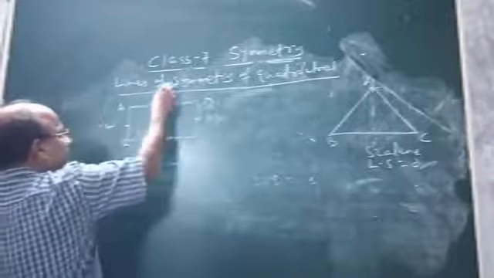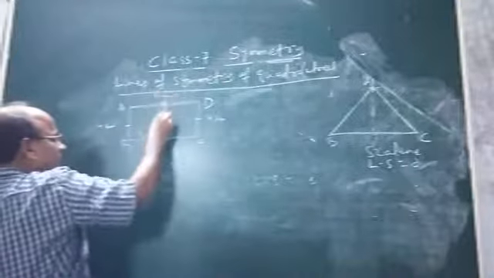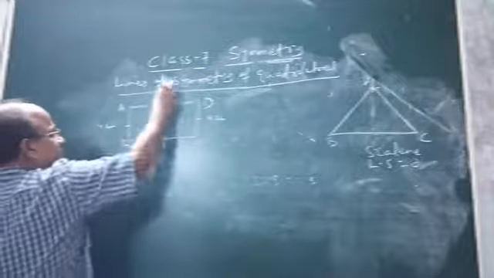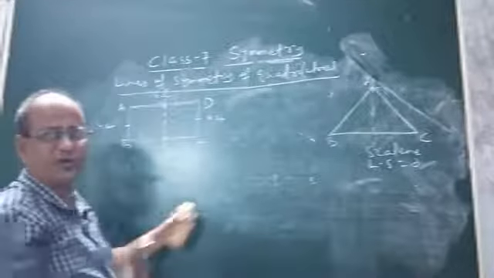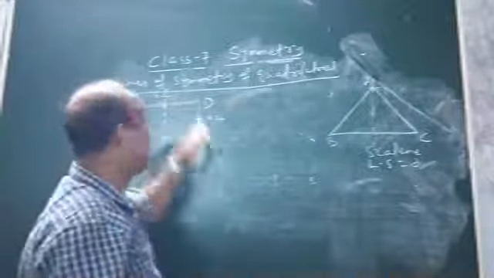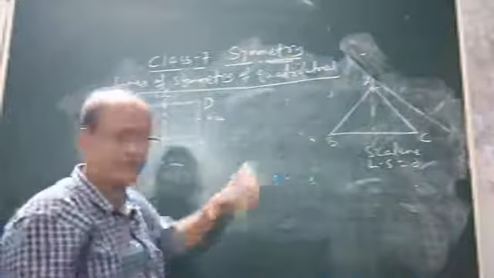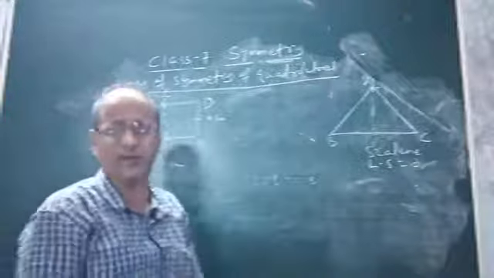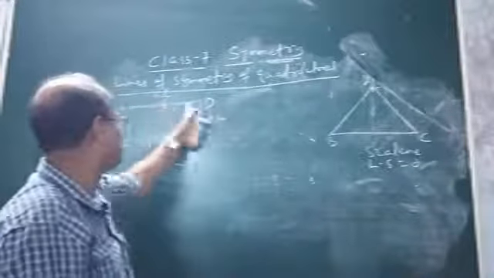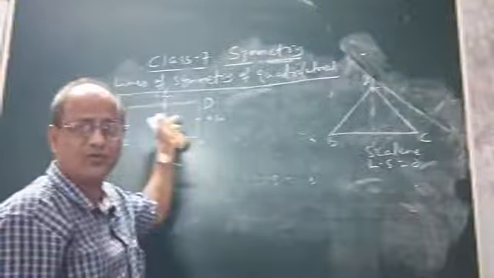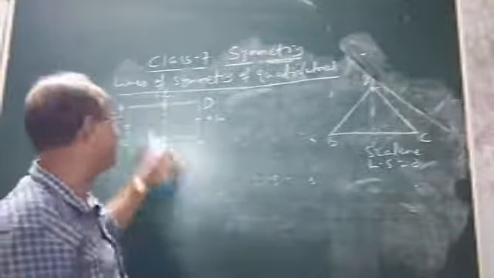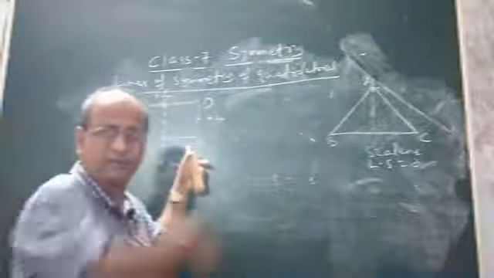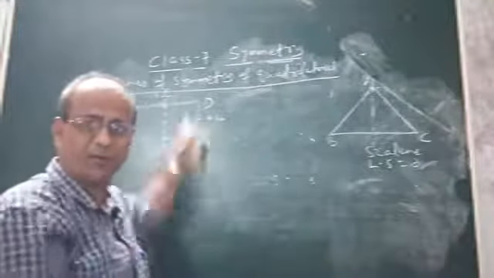Now you take the midpoint. Look at this dotted line. Take the midpoint of AD and BC. You can easily find the midpoint of AD and BC by bisecting. In the previous lesson I discussed how to bisect a line segment, so you can easily draw the bisector of AD and BC. So in order to get the line of symmetry of a rectangle, you bisect both pairs of opposite sides.